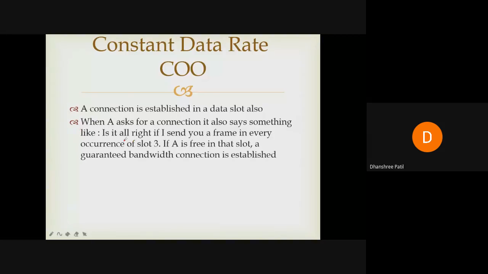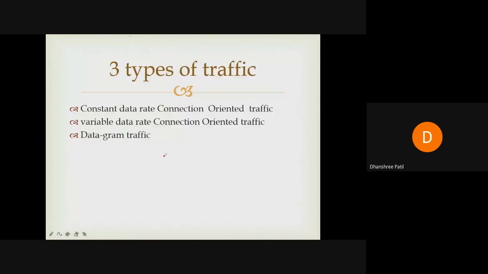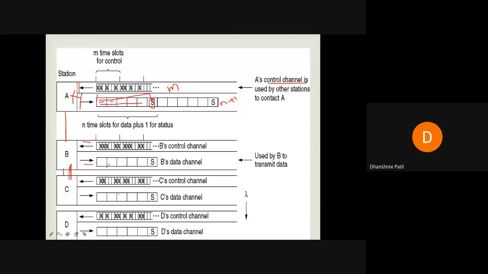Now how the communication is happening, see here, when A asks for a connection it also says something like, it is all right if I send you frame in every occurrence of a slot 3. Okay, now I'll show you. Suppose B wants to send a frame to C. So what it will do, it will add a connection to the control channel as well as to the data channel.